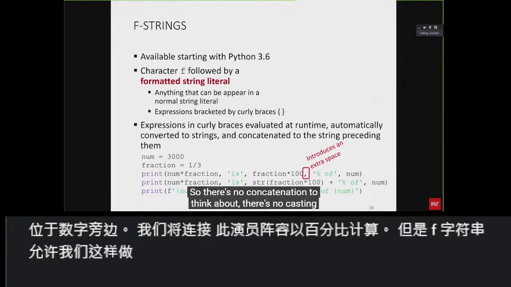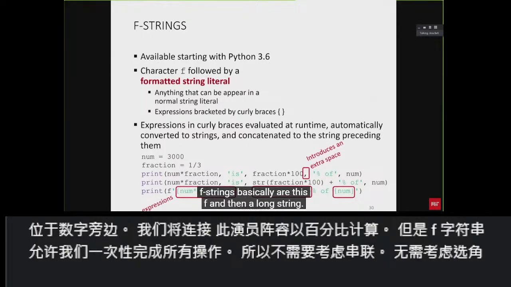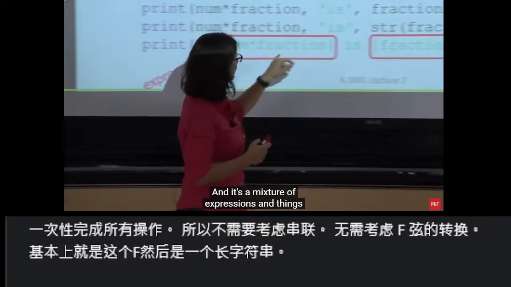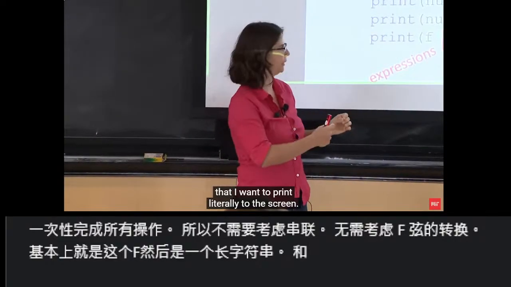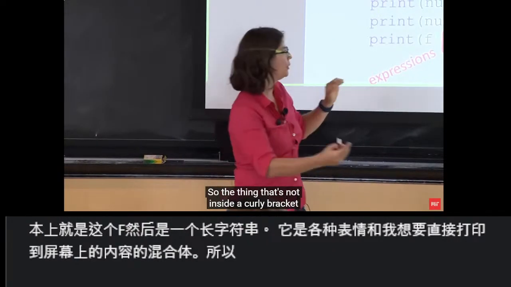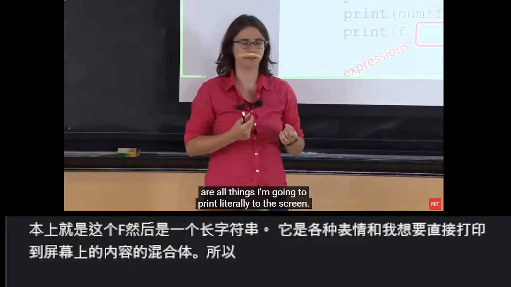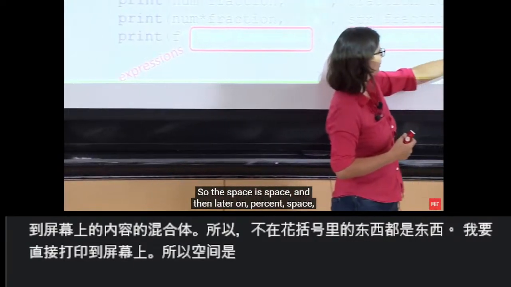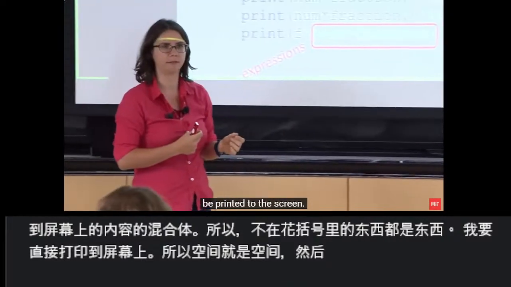So there's no concatenation to think about. There's no casting to think about. F-strings basically are this f and then a long string. And it's a mixture of expressions and things that I want to print literally to the screen. So the things that are not inside a curly bracket are all things I'm going to print literally to the screen. So the space is a space, and then later on the % is a %. Those are all things that will literally be printed to the screen.